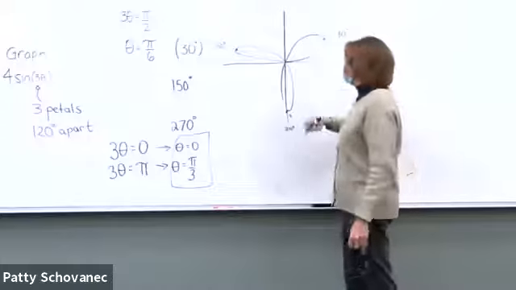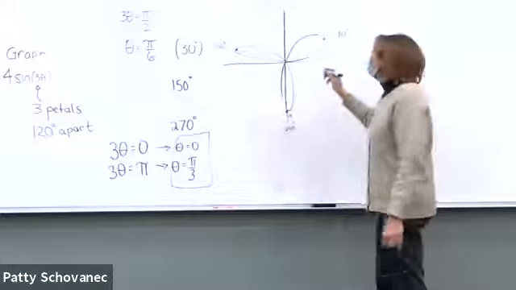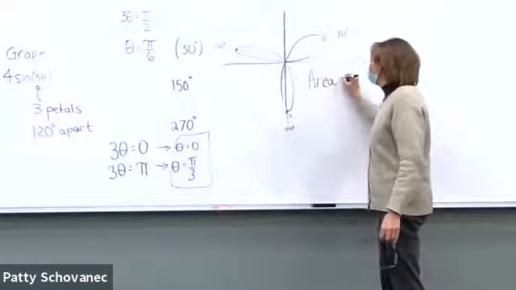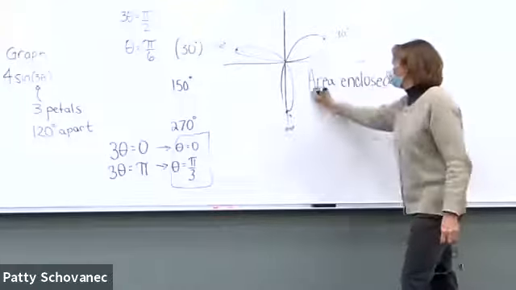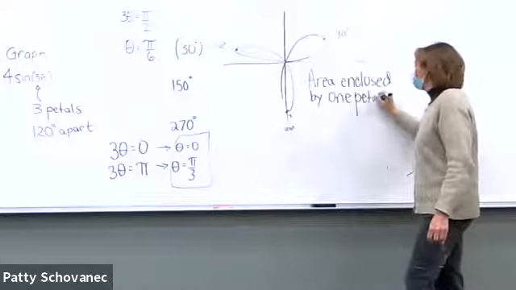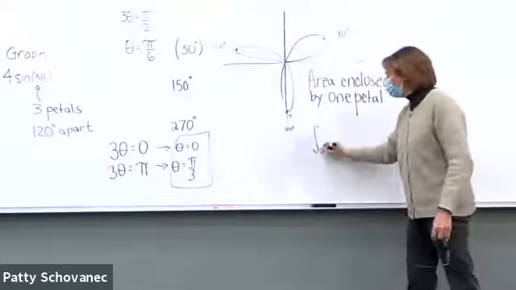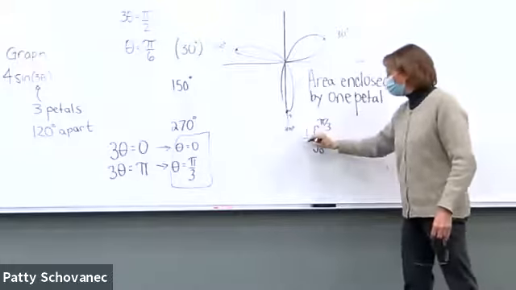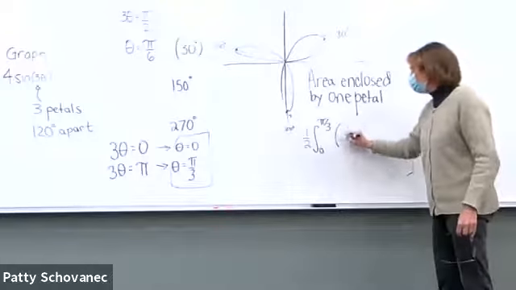We can use this if we want to find the area. Let's get the area of one petal. Yeah, they're all equally sized. So the area of one petal, we would go from 0 to pi over 3. And the formula has the 1/2 out here, and the f of theta squared in here.